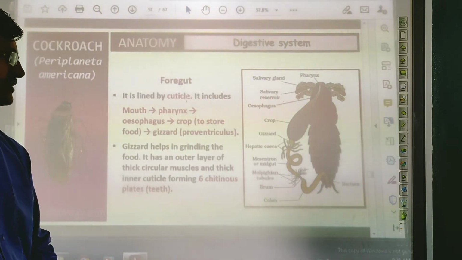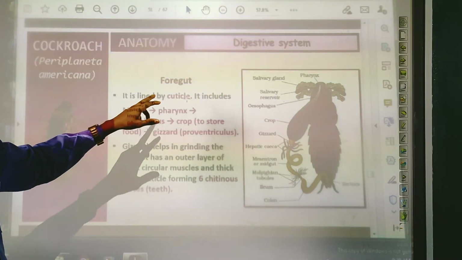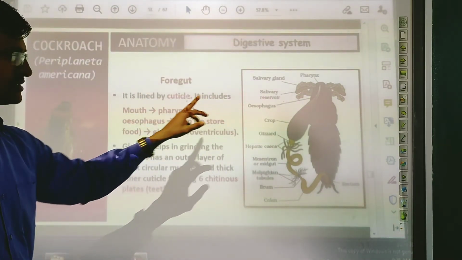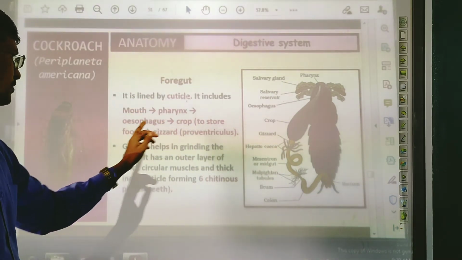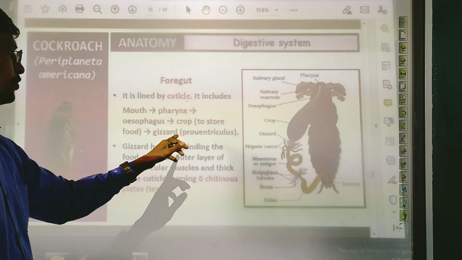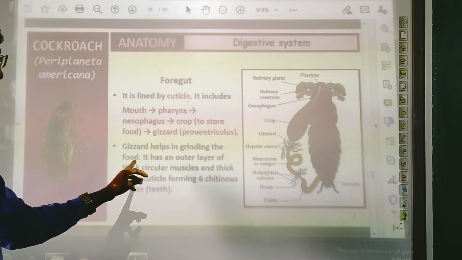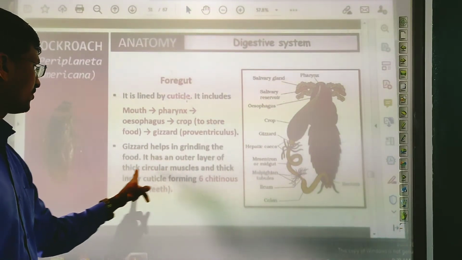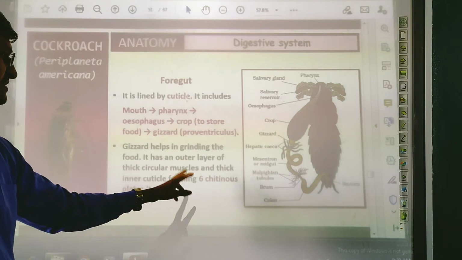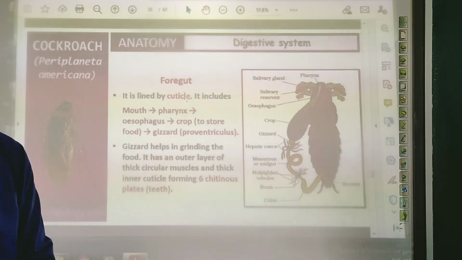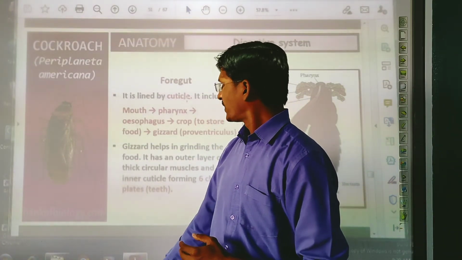Now, what is the foregut? It consists of the upper part, lined by cuticle. It includes mouth, pharynx, esophagus, crop for storing food, and gizzard, that is the proventriculus. The gizzard helps in grinding the food. It has an outer layer of thick circular muscle and a thick inner cuticle. 6 chitinous plates are there, generally called teeth. So these are some important points of the foregut.